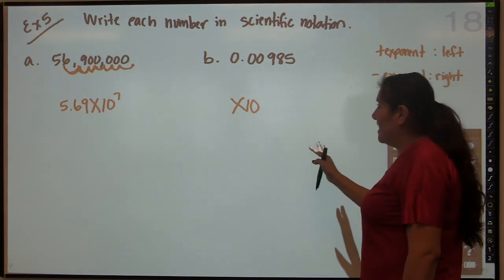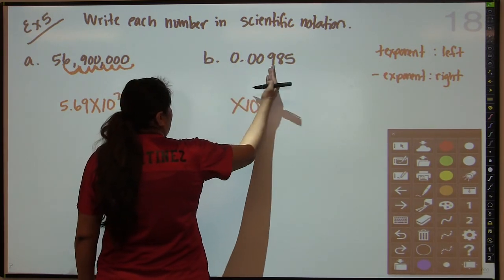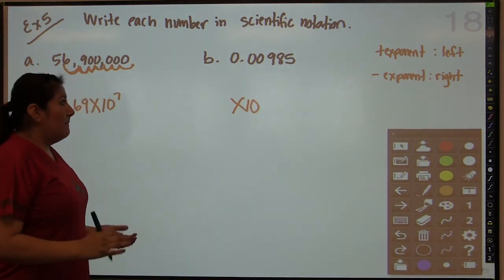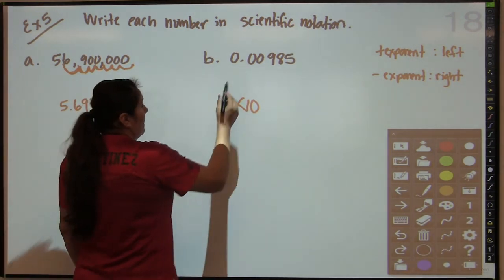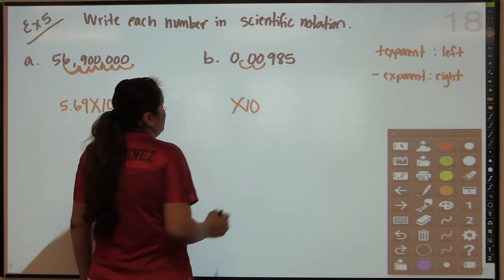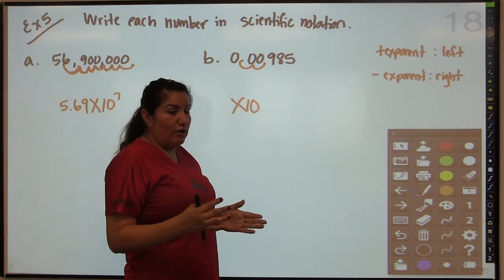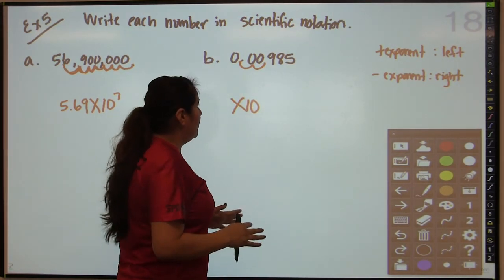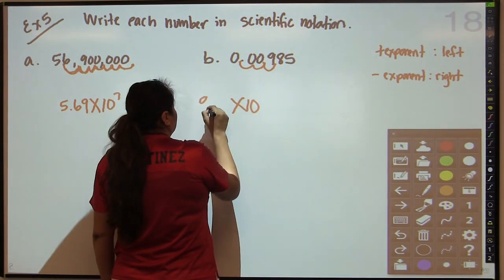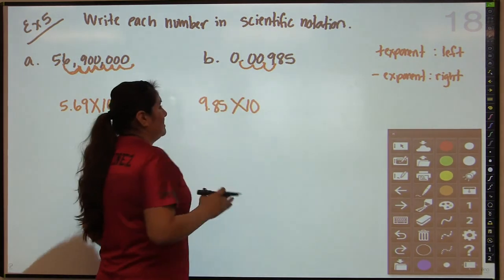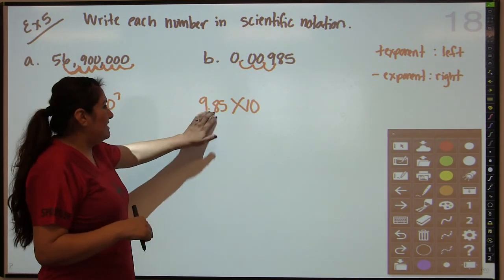Okay? So now for this example, my decimal is here. Okay, this number 0.00985 is smaller than 10, but it's not bigger than 1. And remember, it needs to be bigger than or equal to 1. So I moved my decimal two times, and now the number is 0.985. But still, 0.985 is not greater than or equal to 1. So I have to move it one more time, and now the number is 9.85. 9.85 is smaller than 10, and it's larger than or equal to 1. So that's how I know that it's 9.85.